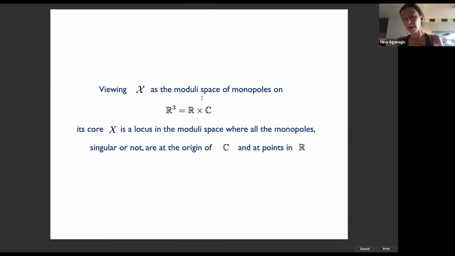So again, the small x is the holomorphic Lagrangian in the moduli space of monopoles, where all monopoles are at the origin of C and at arbitrary points in the remaining line.